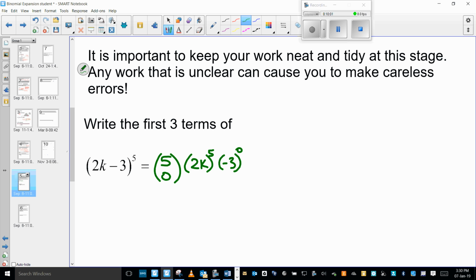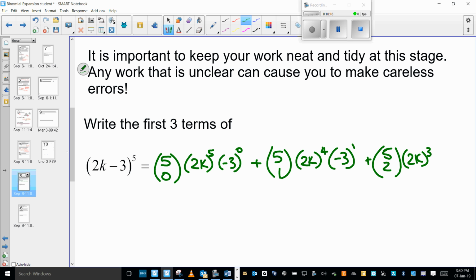The second term would be 5C1, then it would be 2k to the power 4, negative 3 to the power 1. And the third term would be 5C2, 2k to the power 3, negative 3 to the power 2. Oh, and then we're going to finish this next lesson.